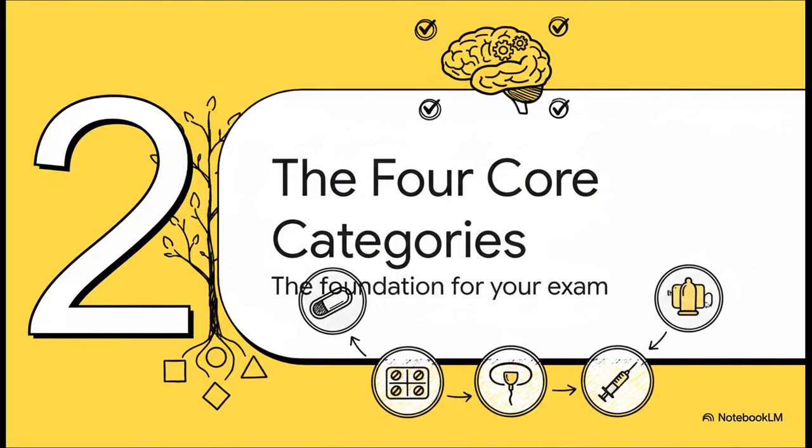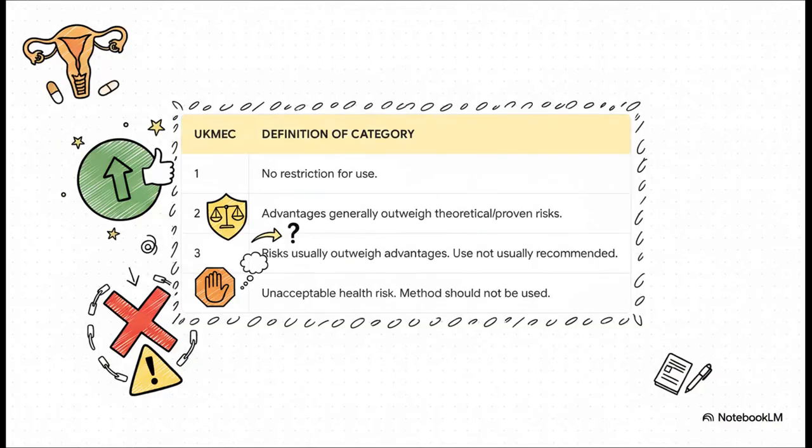Okay, now listen up, because this next bit is the absolute heart of it. This is non-negotiable for your AKT prep. If you only remember one slide from this entire explainer, make it this one. You've got to know these 4 categories inside and out. So here they are, your new best friends. UKMEC 1, it's a green light. No restrictions, go for it.